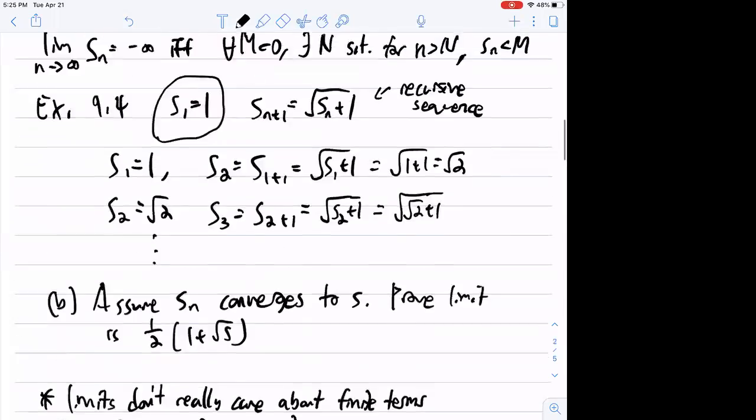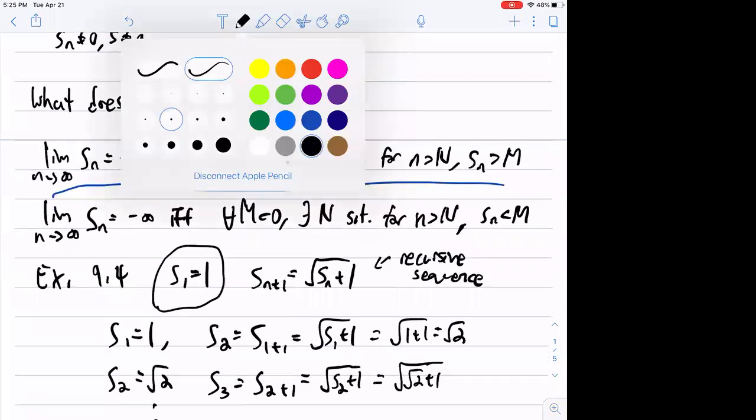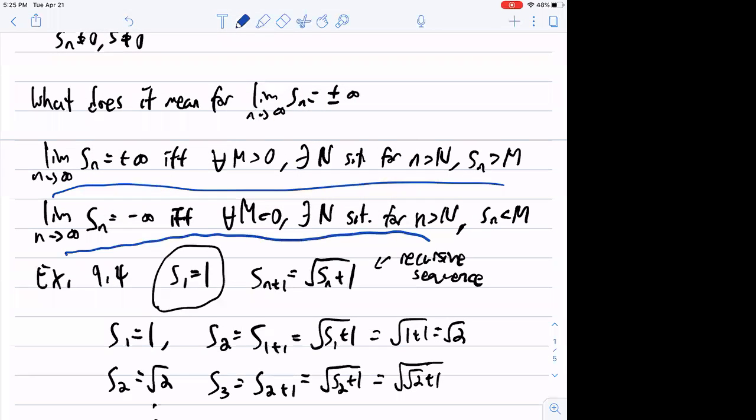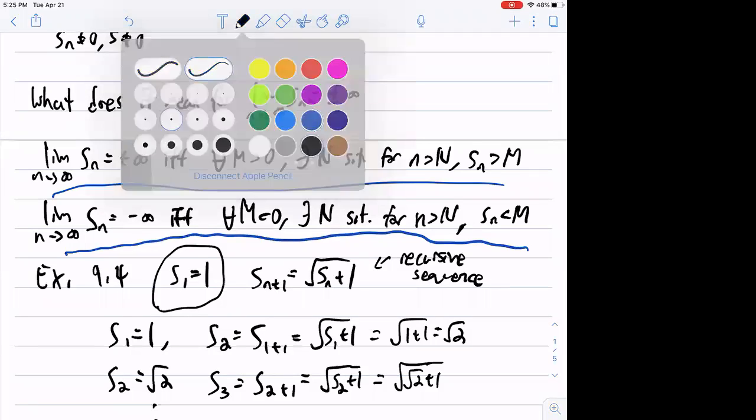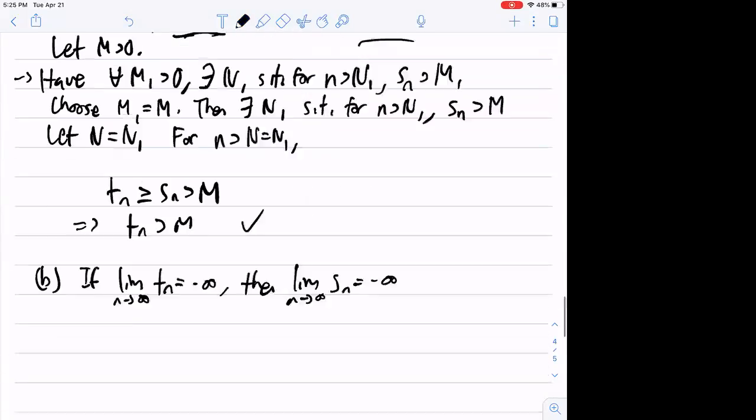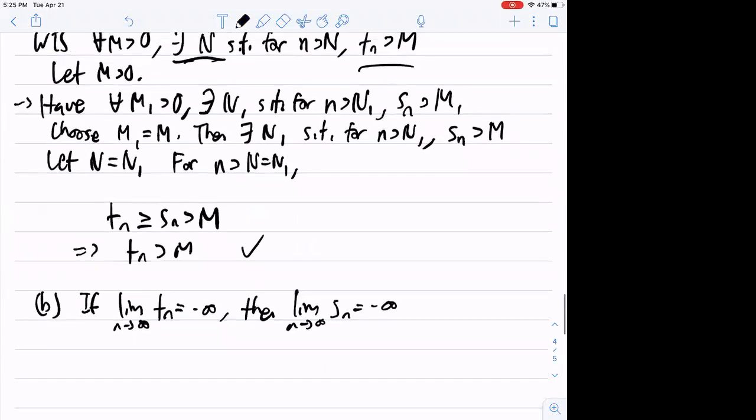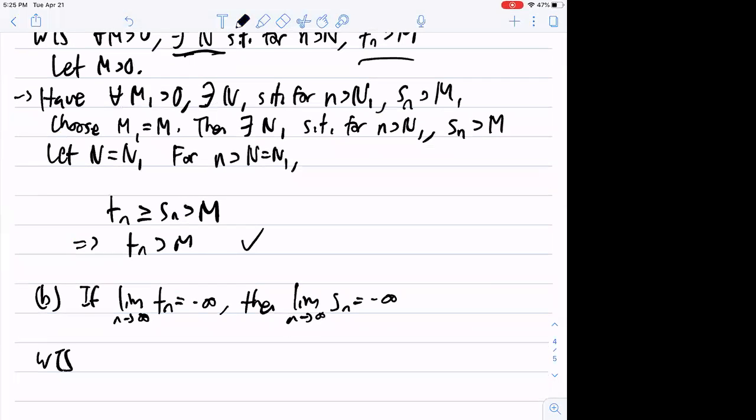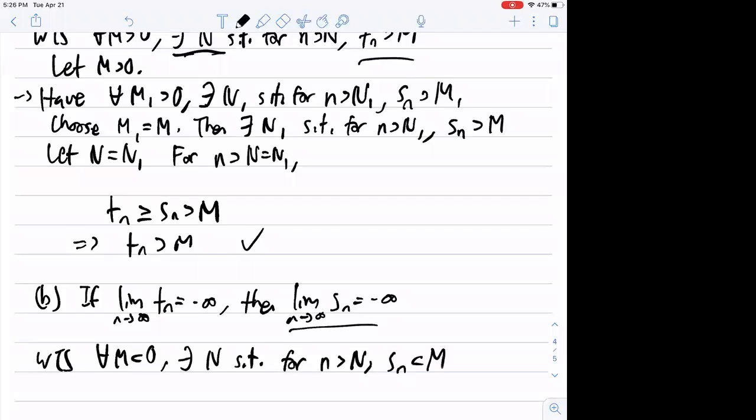Remember, I put it in blue. So we're going to practice using this definition now. It's the same thing, but m is smaller and Sn is smaller, so we do smaller than and then smaller than. Same process as what we have above. We want to show that for all m less than 0, there exists N such that for n bigger than N, Sn is less than m.